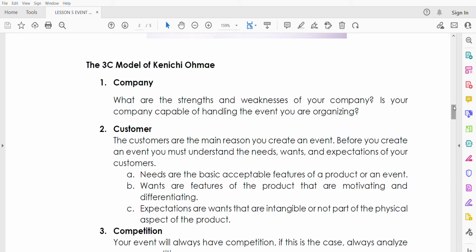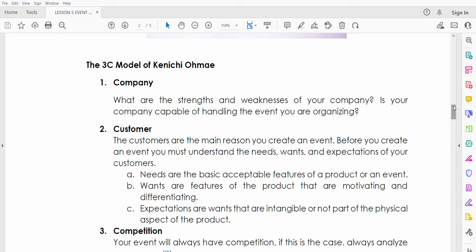So ang needs, the basic acceptable features of a product or event. Example, booths are basic feature of an expo or an exhibit. Then we have loot bags for conferences. So both of them are needs that the customer expects already. Then we also have the wants. So one example of this is the Hollywood stars lineup of the toy convention. So the number one and most popular pop culture event in the country. This feature is motivating and differentiating and can stimulate the target audience. It can greatly attract more audience.